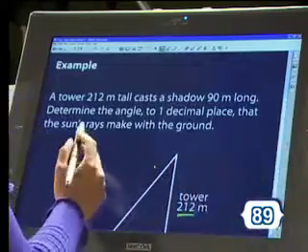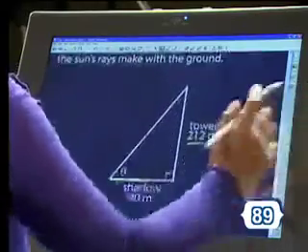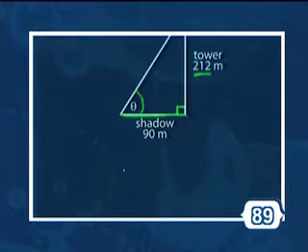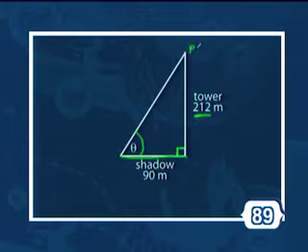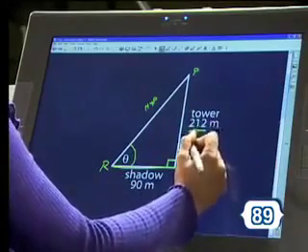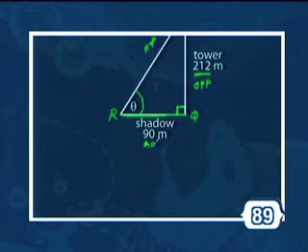And we are asked to determine the angle that the sun's ray makes with the ground. So in other words, we want to know what this angle here, theta, is. We're looking for theta, we've got the length of the tower, and we've got the length of the shadow. So in this triangle, if we call it triangle PQR, then if angle Q is 90 degrees, PR would be the hypotenuse. The side opposite theta, which is the length of the tower, would be our opposite side, and then the length of the shadow would be the adjacent side.